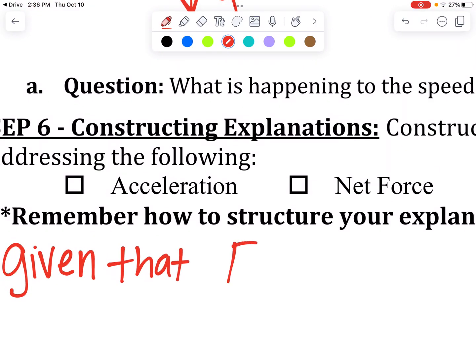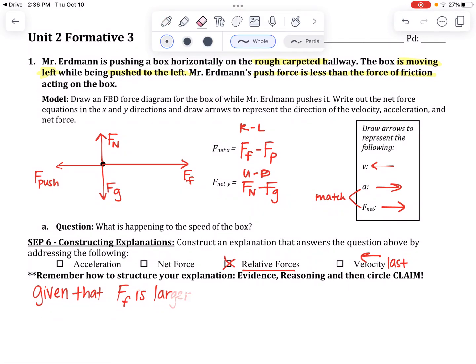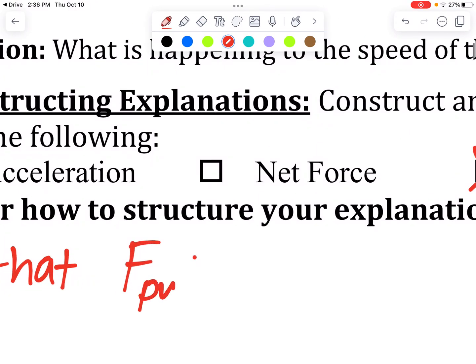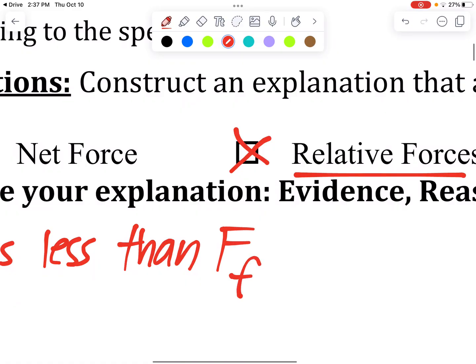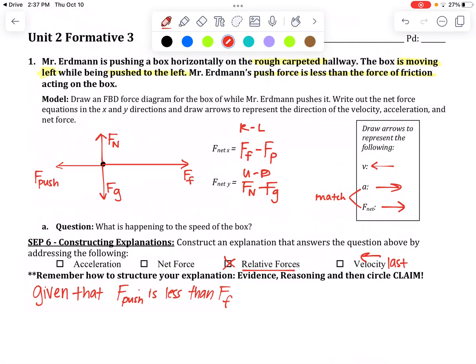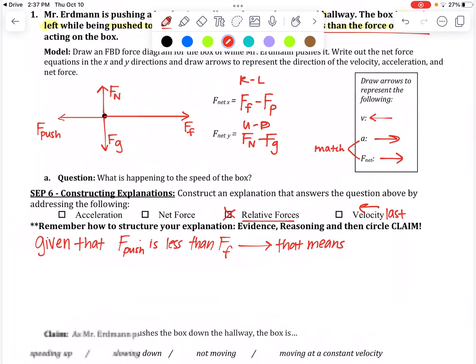So it's given that the force of friction is larger, or how does it say it in the prompt? It says the push force is less than the force of friction. So that's just something directly from the prompt that I'm pulling. And then I need to answer what that means. So I've answered relevant forces.